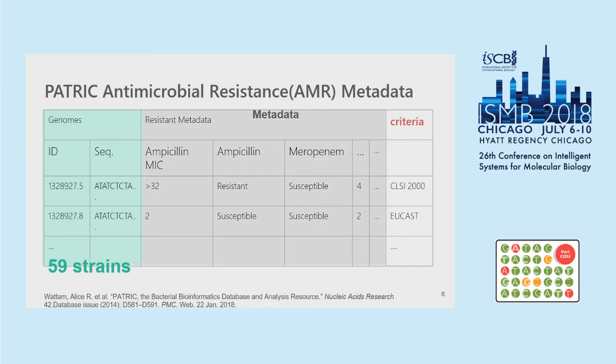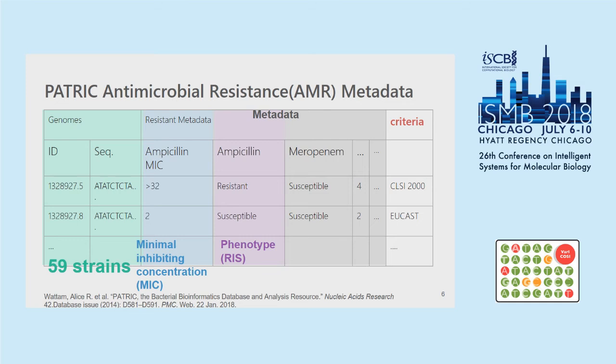And the resistant metadata can be further divided into 2 parts. The first one is the minimal inhibitory concentration, meaning the lowest antibiotic concentration needed to inhibit the growth of the bacteria. And also the resistant phenotype, which is based on the minimal inhibitory concentration.